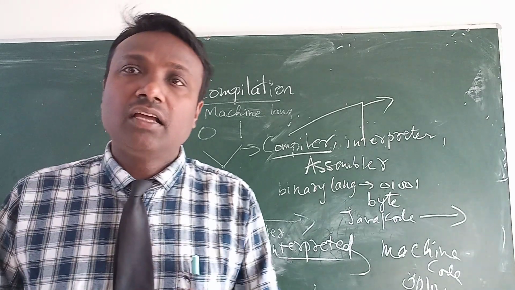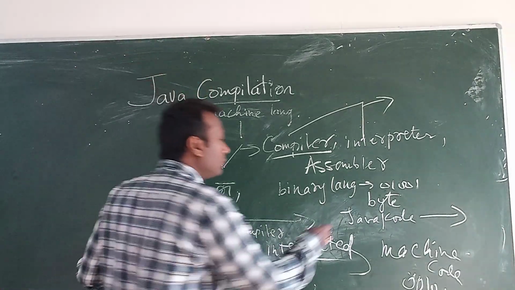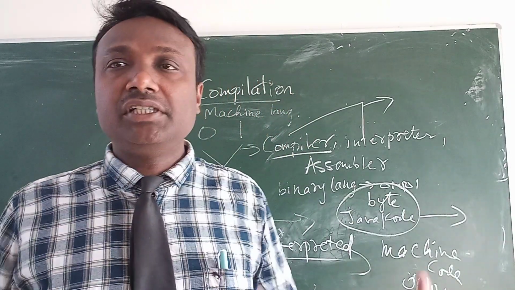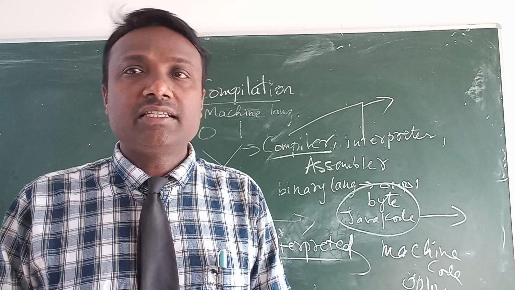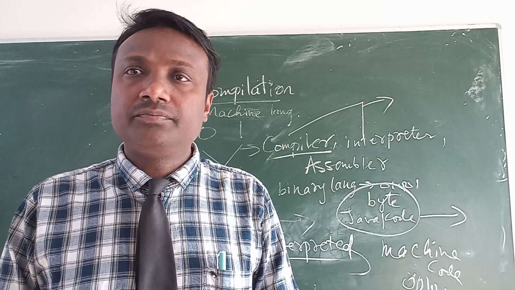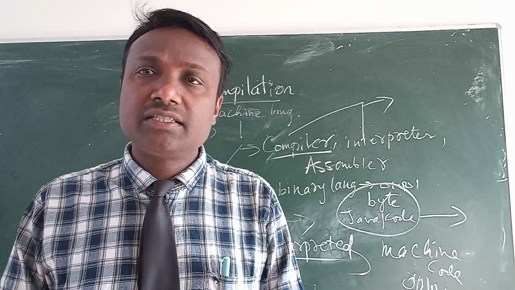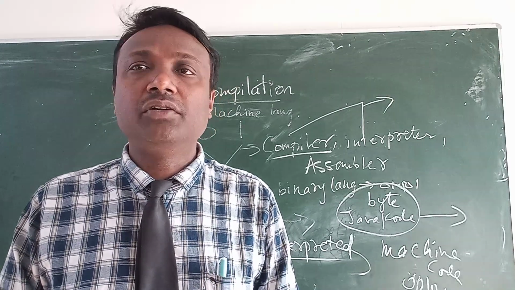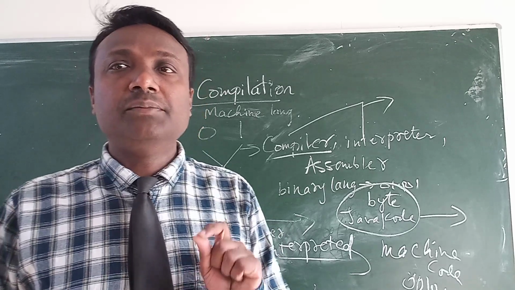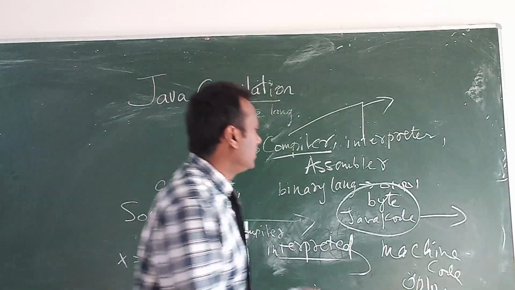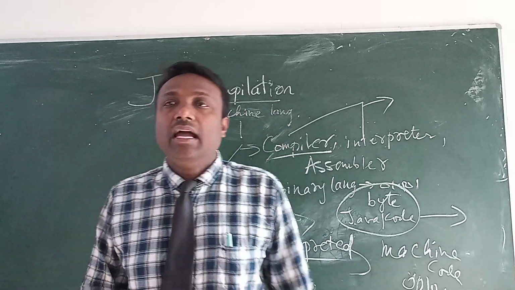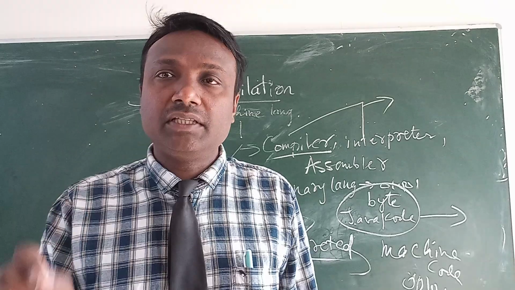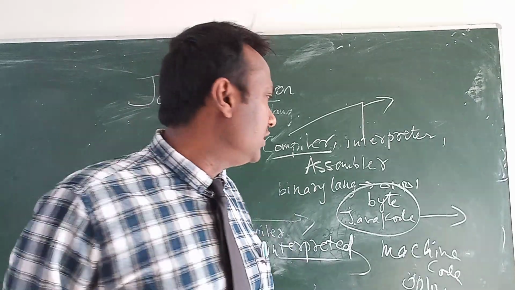Are you following me? Because once it is converted into Java bytecode, this bytecode can be run on any computer machine, be it an HP, Dell, Samsung, or any operating system, because most operating systems have Java pre-installed. Java will immediately recognize this Java bytecode, and the interpreter or compiler present in that machine, performed by the JVM, immediately converts it into machine code.